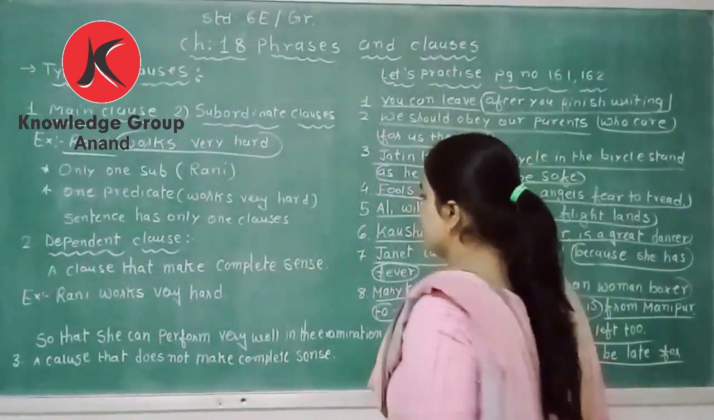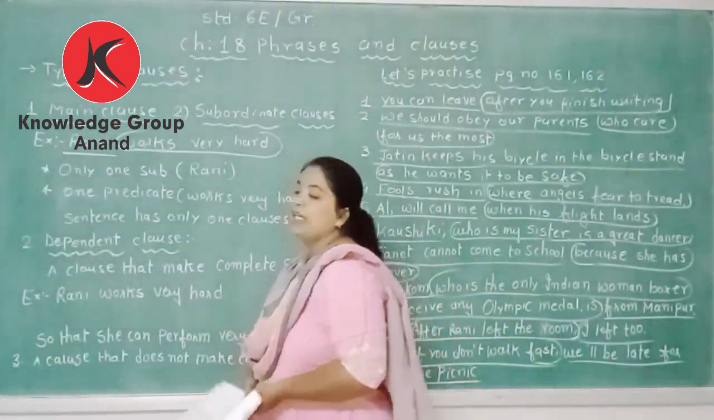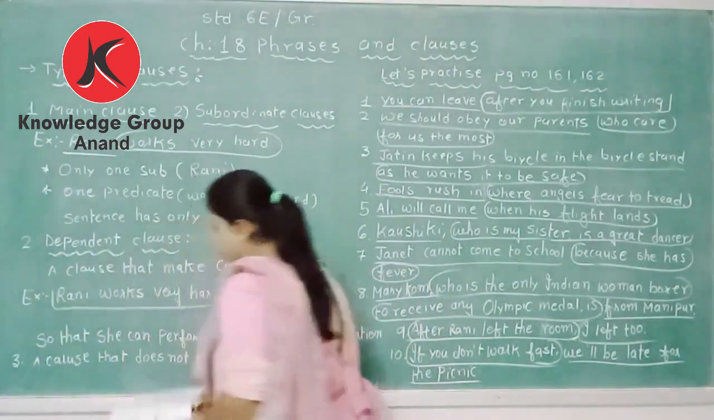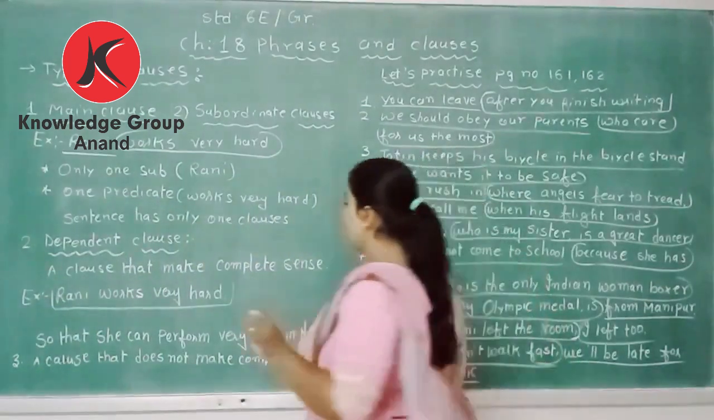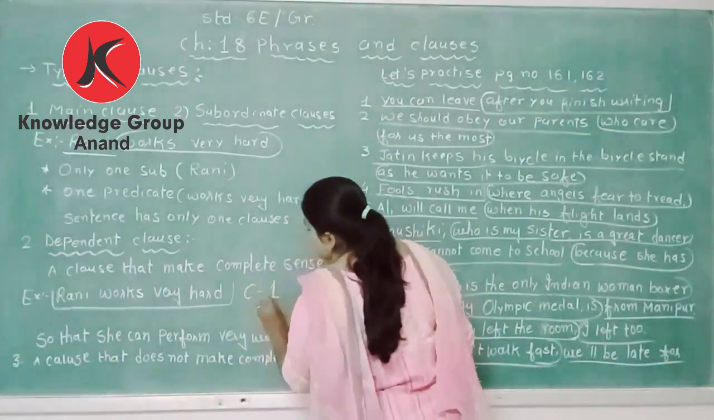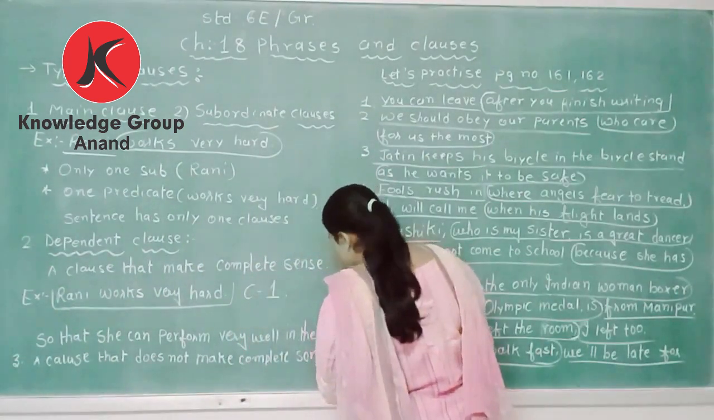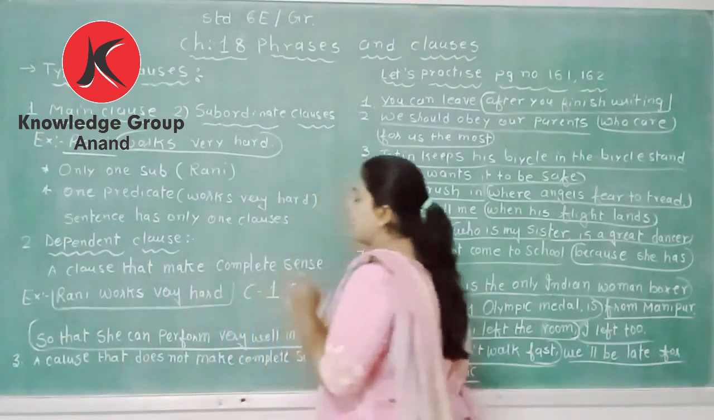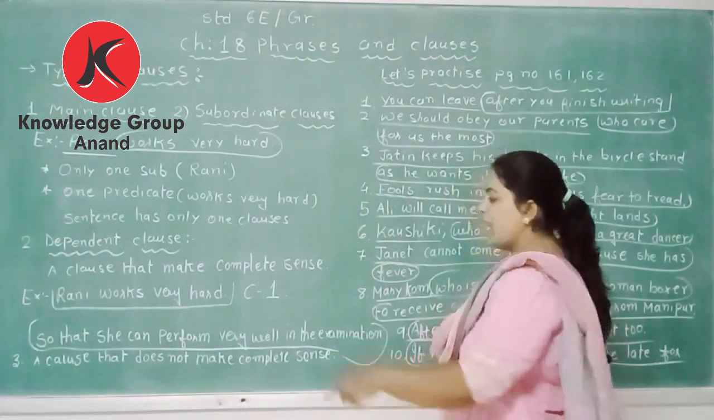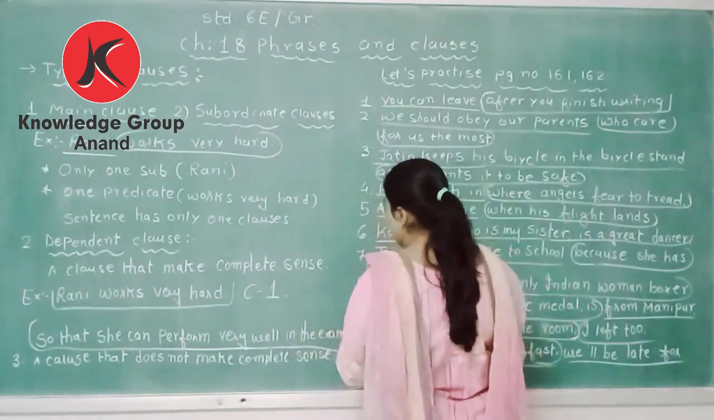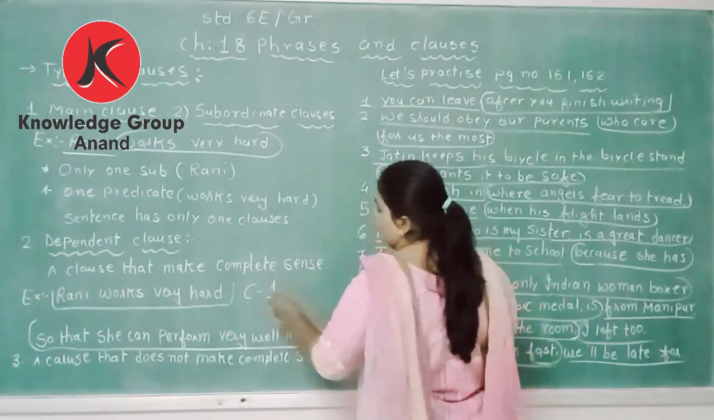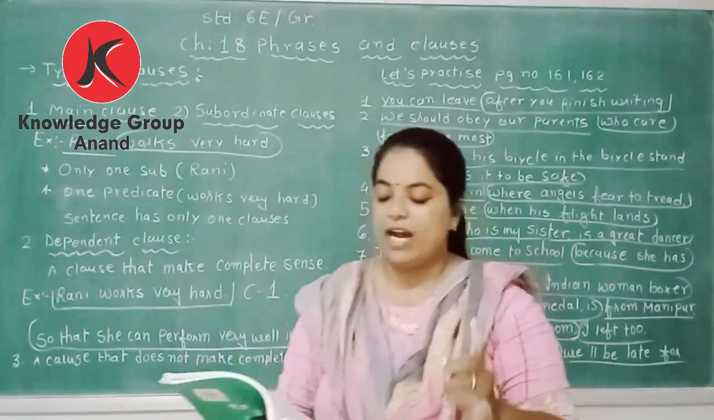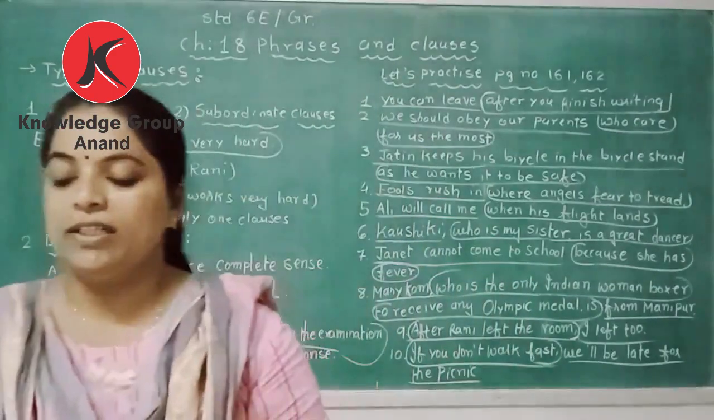Here the example is: Rani works very hard. So this is clause number 1. And in the second sentence, this is clause number 2: Rani works very hard so that she can perform very well in the examination. So there are two clauses in a sentence.